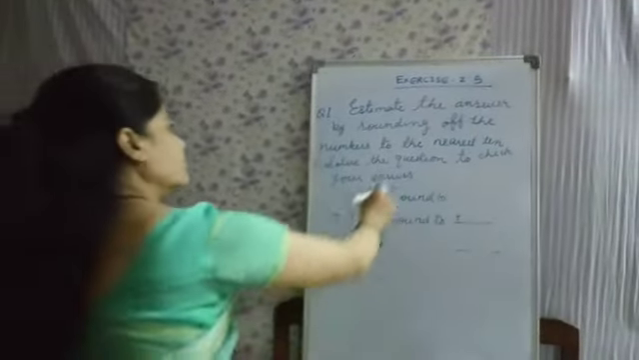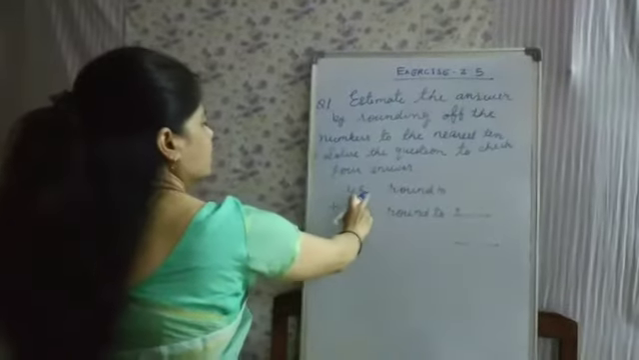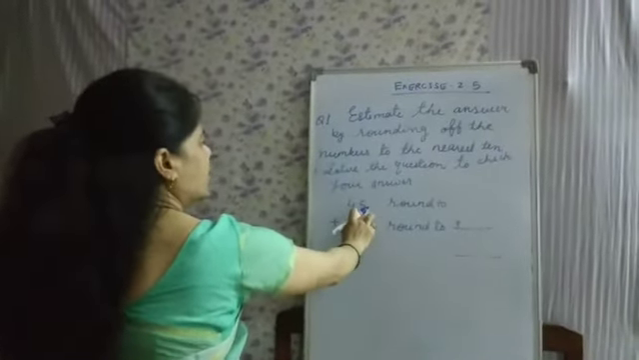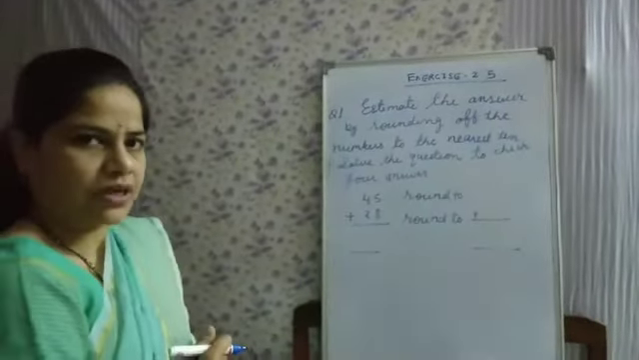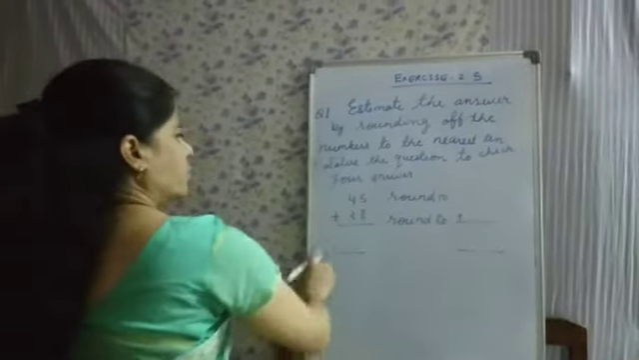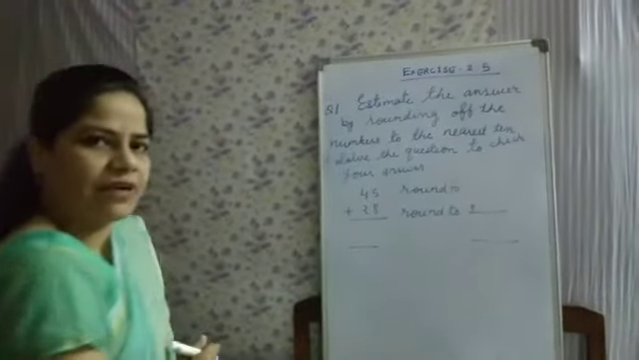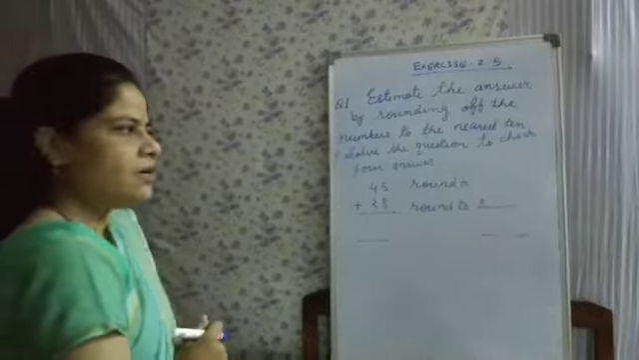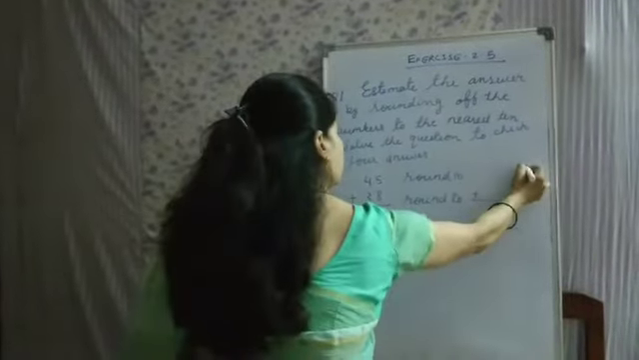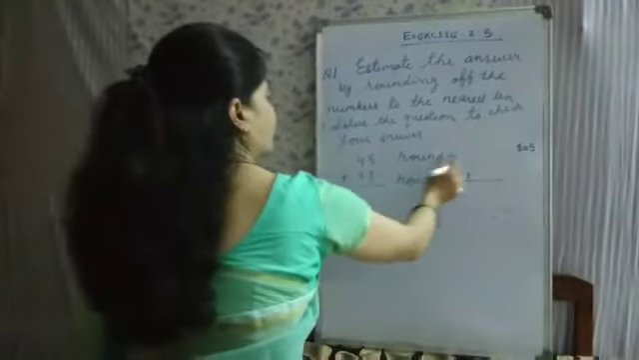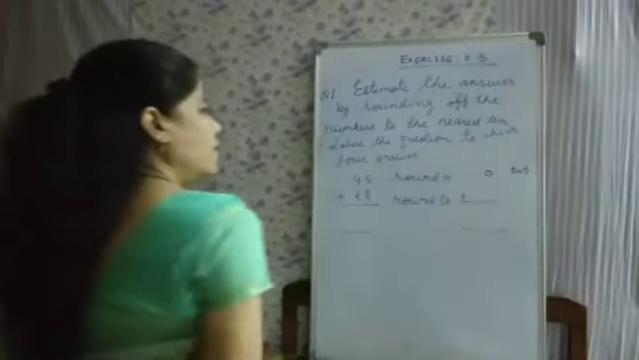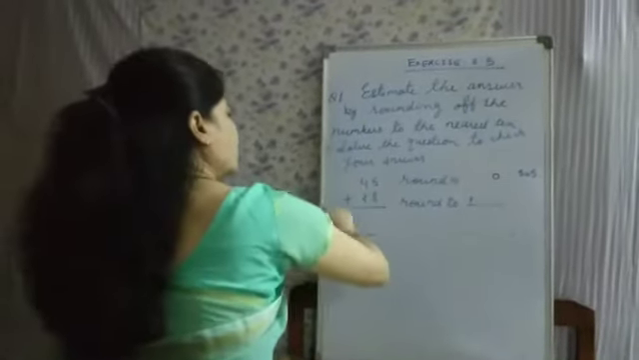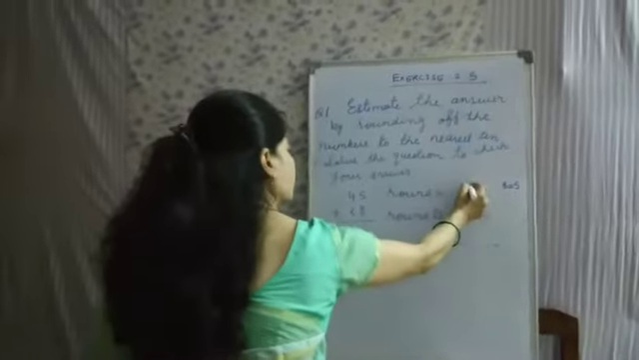So where you have to round off numbers to the nearest 10, you have to see the place of ones. Okay, ones place digit. What is the ones place digit here? 5. 5 is equal to 5. It means you have to put 0 at ones place and you have to write the next number of 4, which is 5.